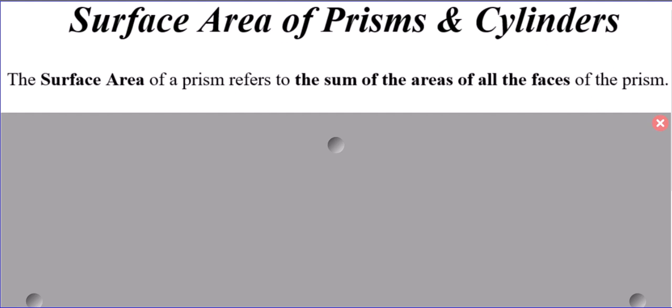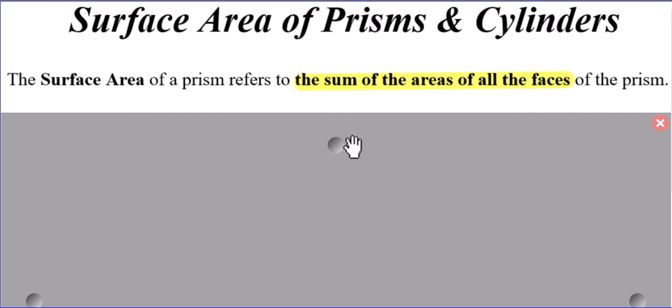Let's take a look at this. The surface area of a prism refers to the sum of all the areas of all the faces. The sum of the areas of all the faces of a prism. Now, what does that really mean?